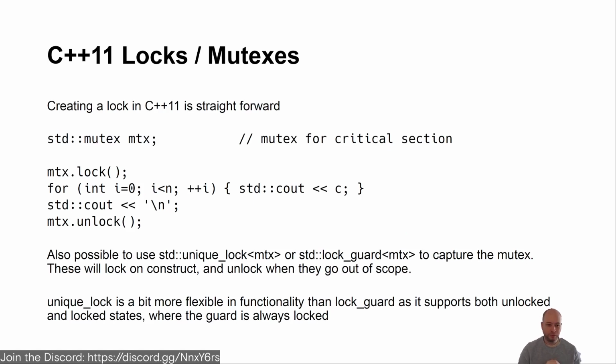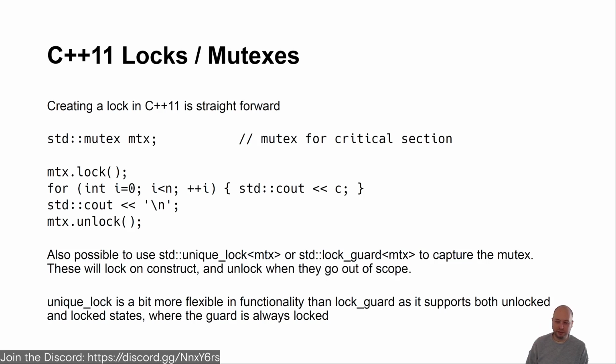So also, C++ now supports locks and mutexes since 11. Very straightforward. You create a mutex and then you lock and unlock it. You can also use what's called a lock guard or the unique lock to capture the mutex. This is mostly a convenience thing. It's a wrapper around the lock, so when you create it, it captures the lock or waits for capture, and then when this particular variable goes out of scope, it will release the lock as well.